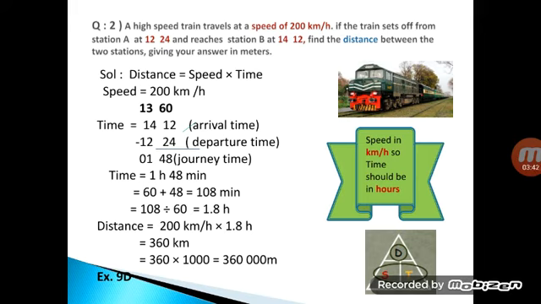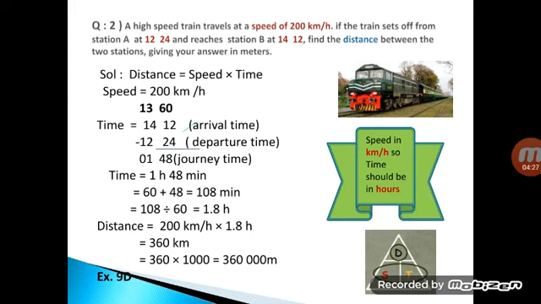Speed is given in kilometers per hour, so we will convert 1 hour and 48 minutes into hours only. 1 hour means 60 minutes, and with 48 minutes together it becomes 108 minutes. To form hours only, we divide 108 by 60. Hence the result is 1.8 hours. Now put the findings in the distance formula. Distance equals speed into time. Speed is 200 km per hour and time is 1.8 hours. After the multiplication, the answer is 360 km.